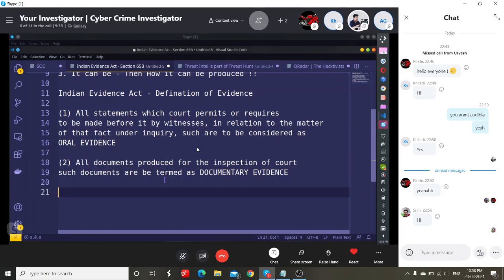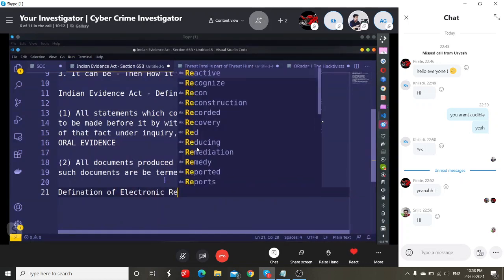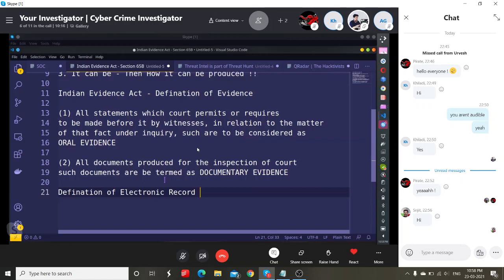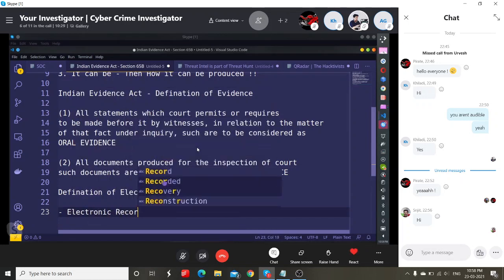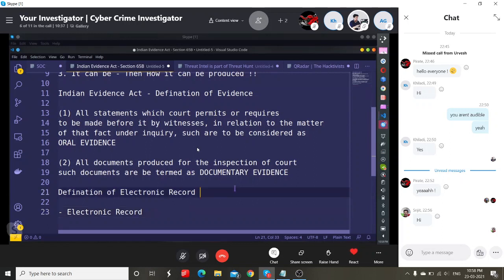Now, what is the next term that we need to understand? It is the definition of electronic record, or how does the Indian Evidence Act define electronic record? Just a minute, I just made a mistake. I'm sorry. This is not under the Indian Evidence Act. I was trying to recall, because I just recalled that the Evidence Act is not dealing with electronic record. So the definition of electronic record is not under the Indian Evidence Act, but under the IT Act, the Information Technology Act. Evidence is defined by the Indian Evidence Act, and electronic record is defined under the IT Act.